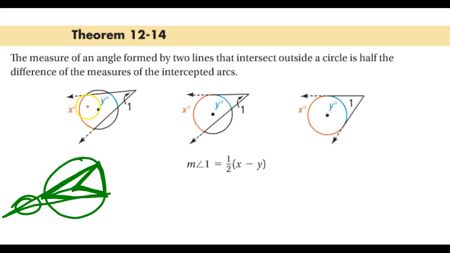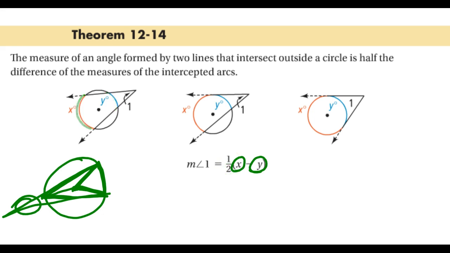Now on the outside of the circle, it's cutting off two arcs, this red X right here, and then the blue arc represented by Y right there. And so we're coming up with an equation here, the blue arc X right here minus the red arc Y. So we're taking the bigger arc minus the smaller arc, and then we're going to divide it by 2, or you can say multiply by 1/2.